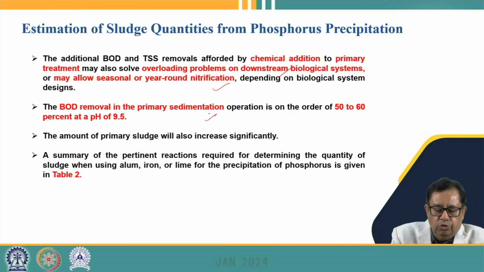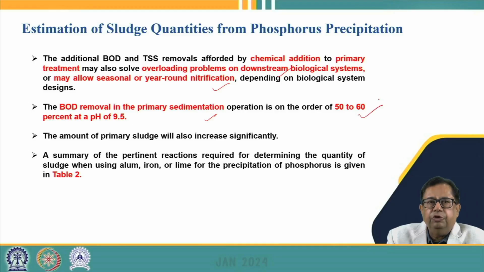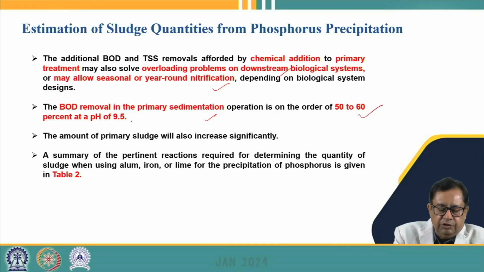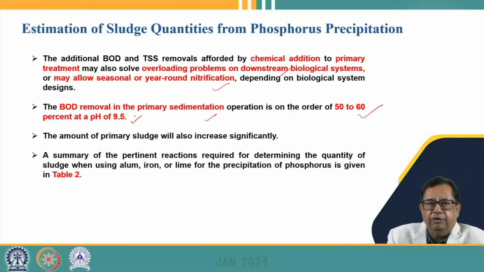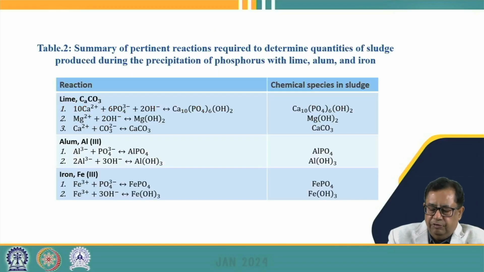If we want to remove BOD in the primary sedimentation by adding chemicals to it, the removal may be of the order of 50 to 60%, and this occurs at a pH of nearly 9.5. There can be a number of reactions, and a number of species of precipitates will occur when we are adding these salts, or basically the lime, to the wastewater. For example, when you are adding lime, it can lead to the precipitation of hydroxyapatite.